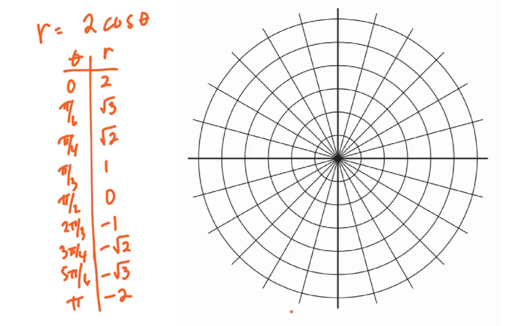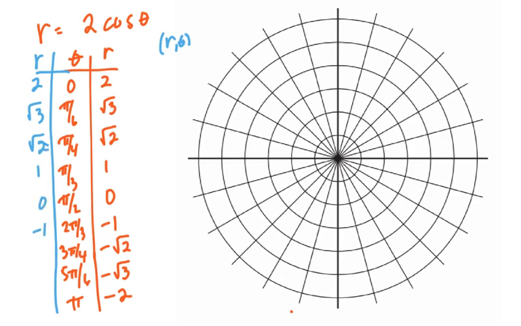Now it's easier to graph when r is on the left, because remember that our points are r, theta. So I'm going to move my r's to the left: 2, square root of 3, square root of 2, 1, 0, negative 1, negative square root of 2, negative square root of 3, and negative 2. So I'm not going to draw the axis lines. They're here. Our pole is right here in the middle, our pole axis. And I'm going to say that this is 1, and this is 2, and this is 3.